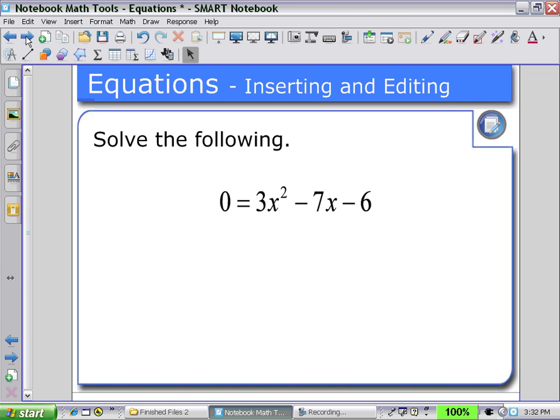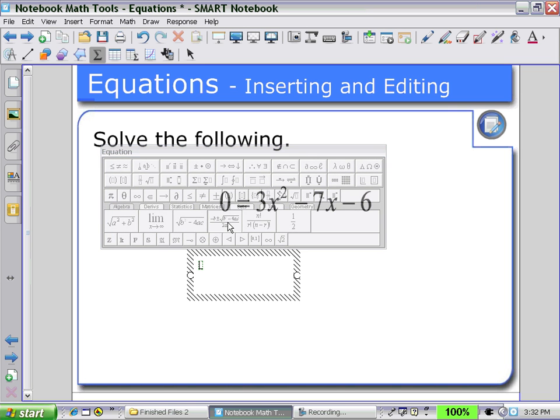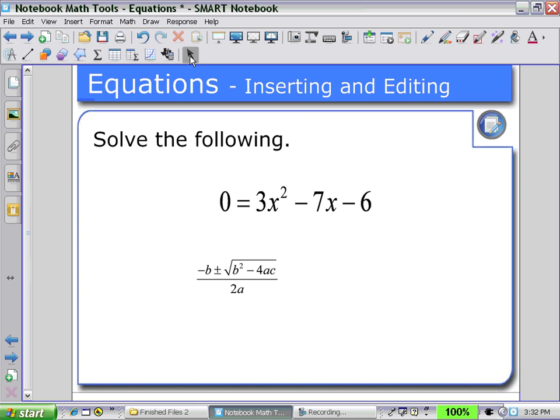So to solve for the following equation, select the equation editor icon, click on the workspace, and under the Algebra tab, select the quadratic formula expression, and then use the selection tool to move that expression in the workspace.